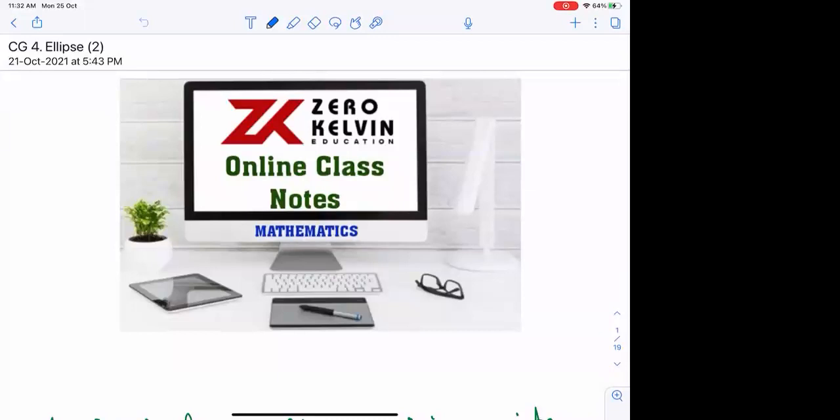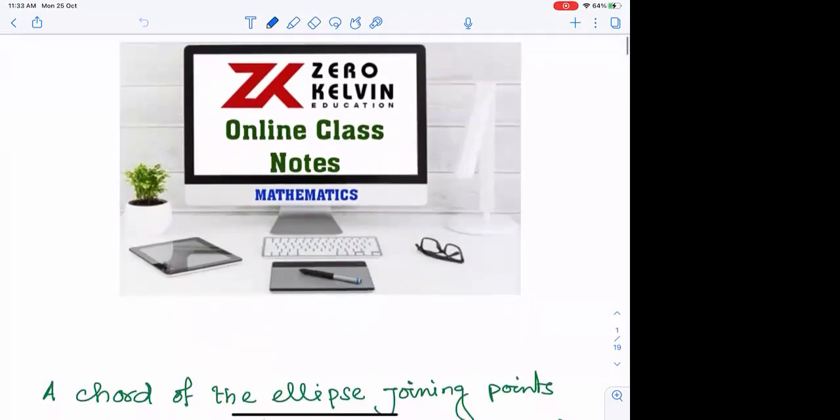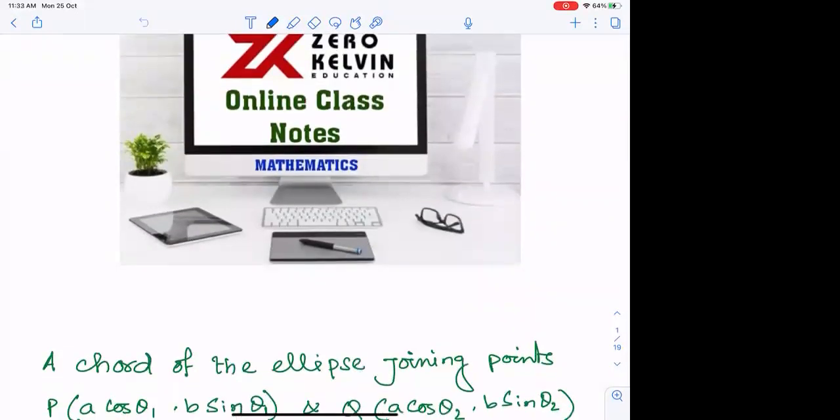So in today's session, we will discuss different lines and how they are situated with respect to an ellipse, and what their speciality is. We will start with the chords of an ellipse. We have discussed the parametric representation of any point on an ellipse, so we are starting with the chord of the ellipse.